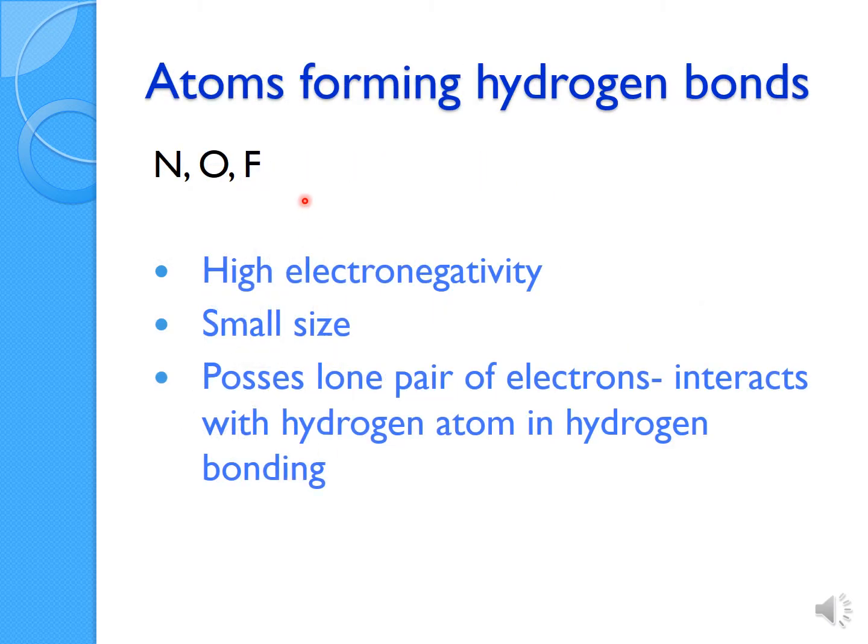Now, all atoms cannot form hydrogen bonds. The most electronegative atoms, fluorine, oxygen and nitrogen, are the atoms which can form hydrogen bonds, because in these molecules the conditions are satisfied. These atoms have high electronegativity, they are very small in size, and they also possess lone pairs of electrons which can interact with the hydrogen atom in hydrogen bonding. So the atoms which form hydrogen bonds are nitrogen, oxygen and fluorine.